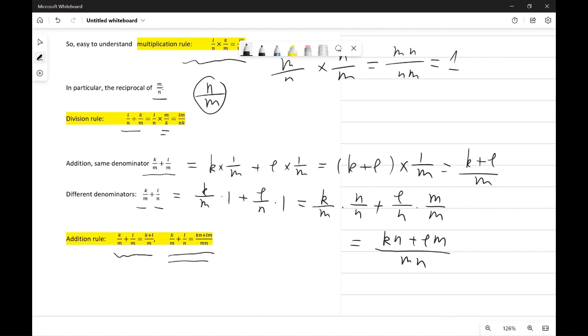The addition rule is a little bit more complicated than the multiplication rule of fractions. So we covered all the algebraic rules for fractions, and I hope you enjoyed it. I'll see you next time.